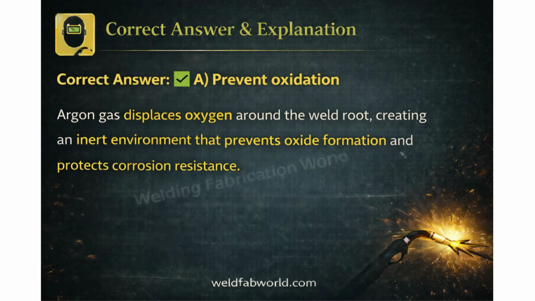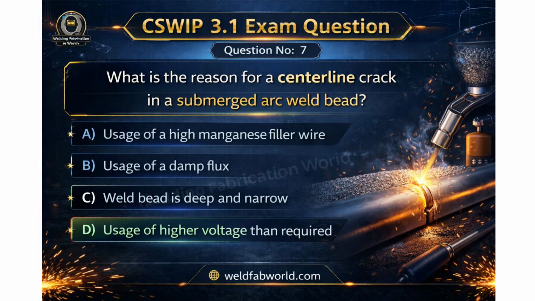Answer A. Prevent oxidation. Argon gas displaces oxygen around the weld root, creating an inert environment that prevents oxide formation and protects corrosion resistance. Question 7.